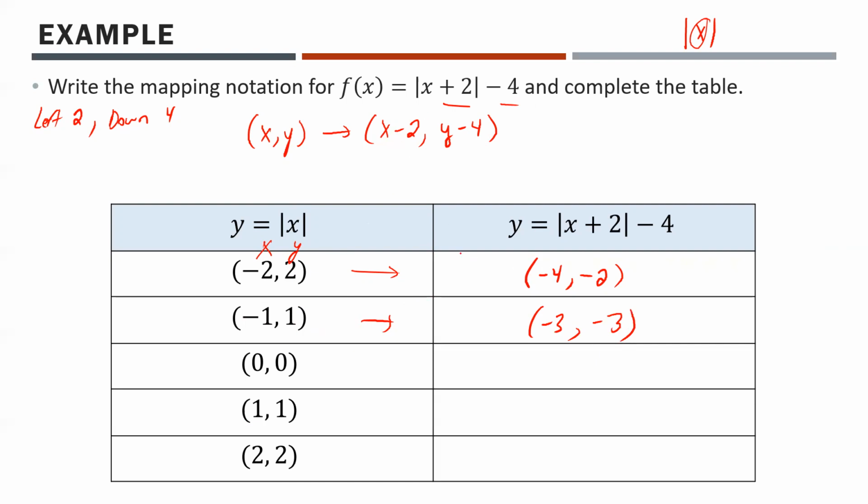If we plug 0 into this, we're going to get negative 2. And if we plug 0 for y, we're going to get negative 4. If you plug 1 into this, you're going to get negative 1. And then 1 into this one, you're going to get negative 3. And the last one here, if we plug 2 into this, 2 minus 2 is 0. And if you plug 2 into this one, 2 minus 4 is negative 2.